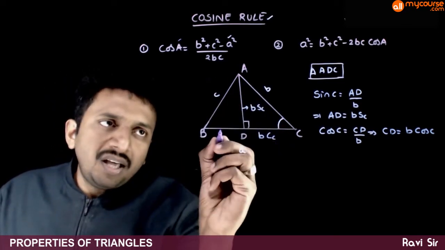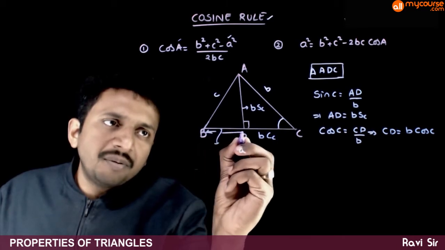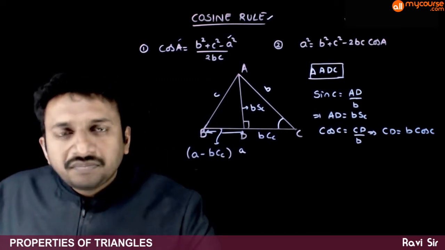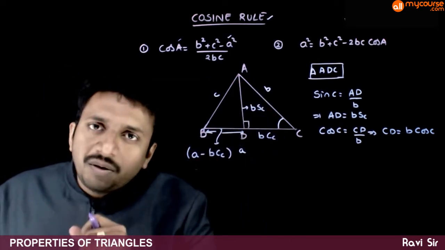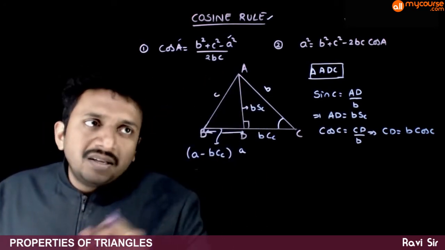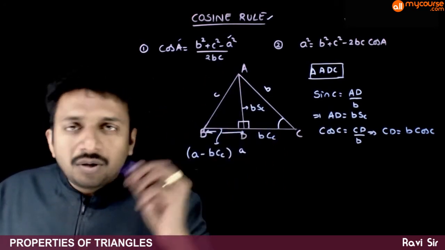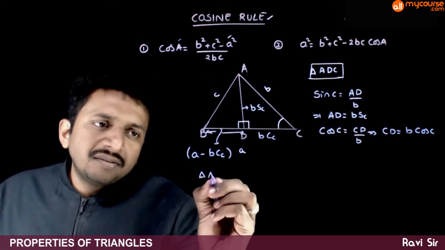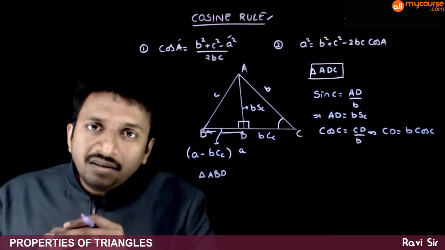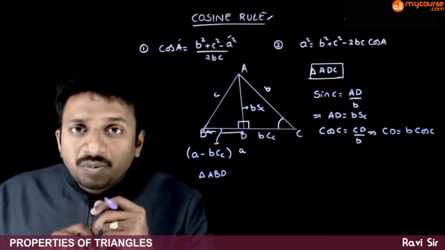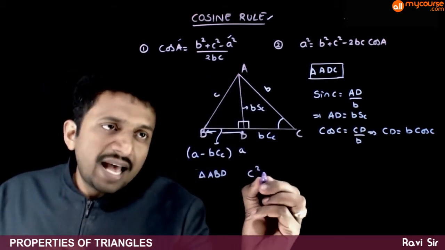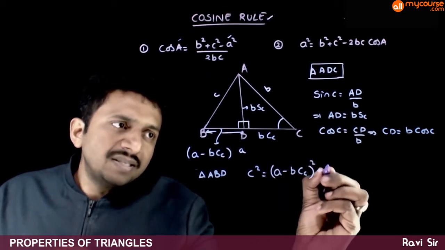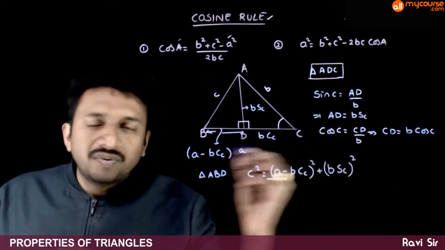Now if this is b cos C, what is the length of BD? BD is nothing but a minus b cos C, right? So this is b sine C, this is a minus b cos C, and this side is c. Now if this angle is 90 degrees, this angle is also equal to 90 degrees. Now triangle ABD is also a right angle triangle. So in this triangle, Pythagoras theorem has to be valid. So c square has to be equal to (a minus b cos C) whole square plus (b sin C) whole square.